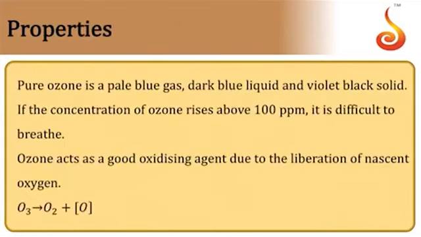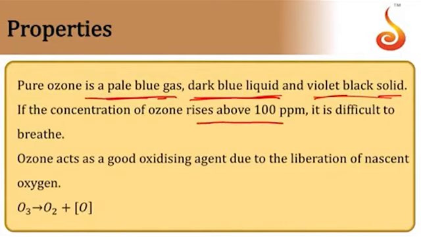Then come the properties. Pure ozone is a pale blue gas, a dark blue liquid, and a violet black solid. So in the gas state it is pale blue, in the liquid state dark blue, and in the solid state violet black. And when the concentration of ozone rises above 100 ppm, it becomes difficult to breathe.